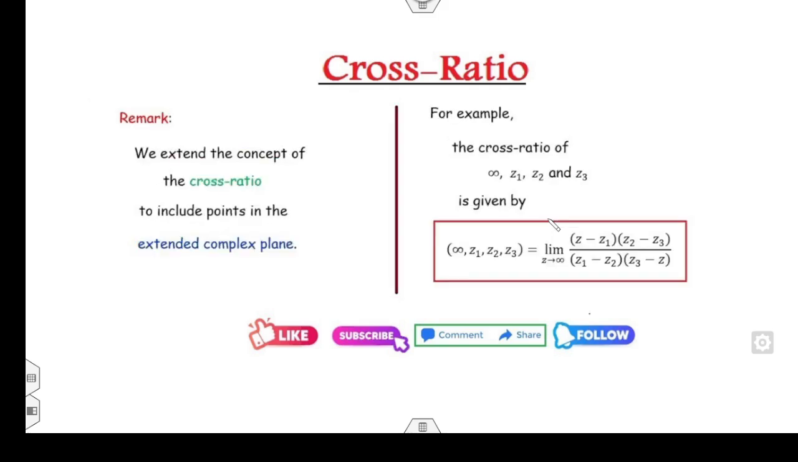Similarly, we can extend the concept of the cross ratio to the extended plane, that is C union infinity. Fine. What you can do is write the cross ratio corresponding to these four numbers again, provided the difference is that instead of writing infinity, you first write z and then take the limit as z approaches infinity. Fine.